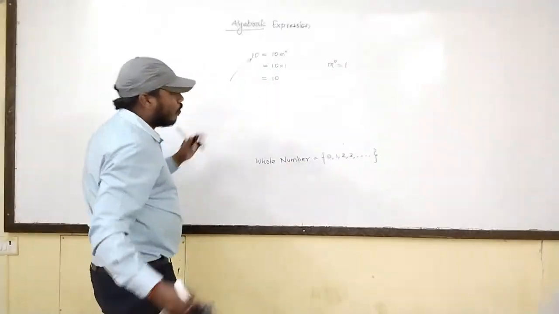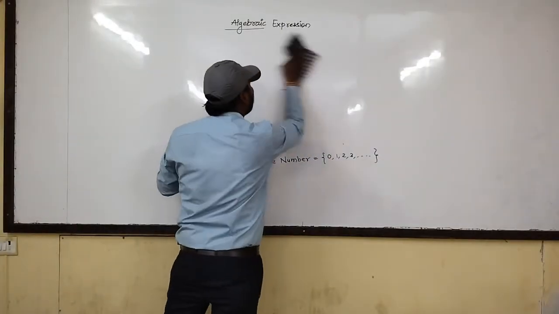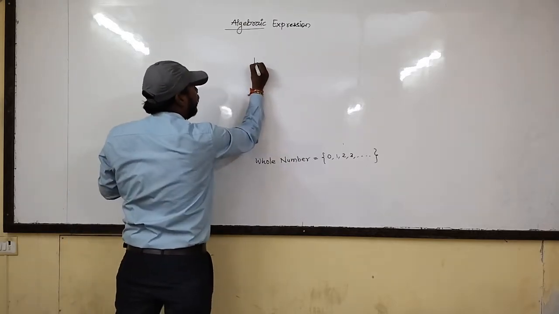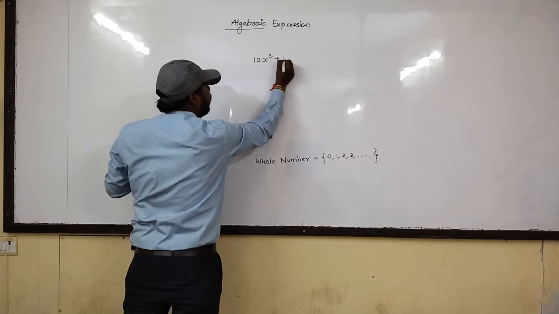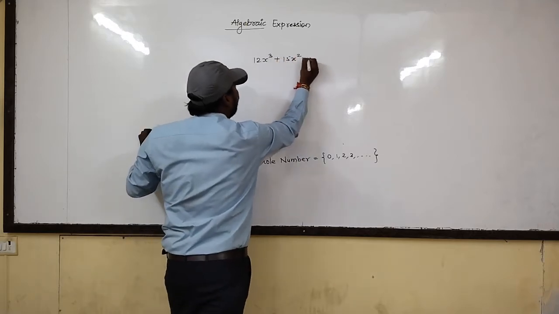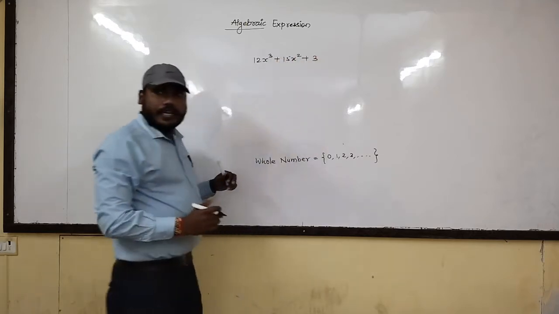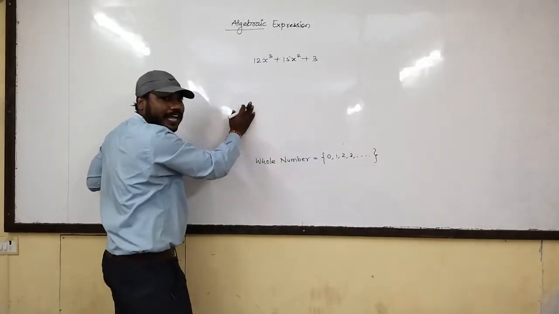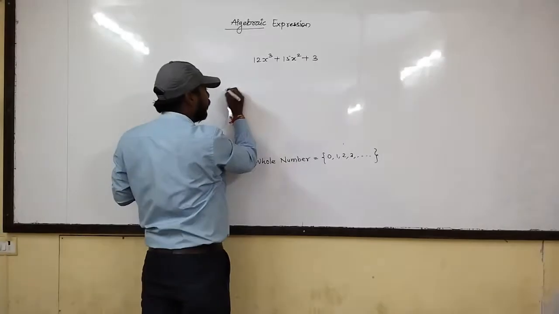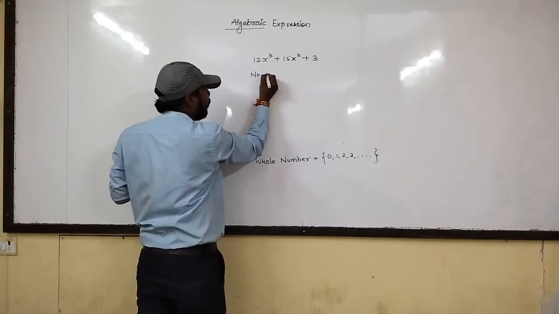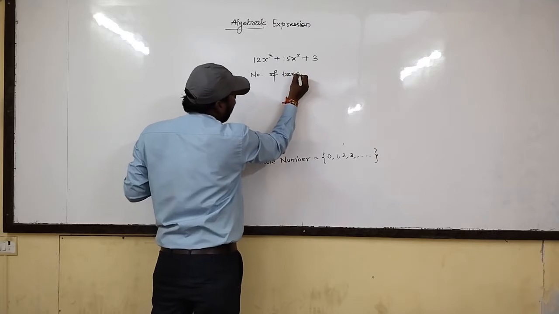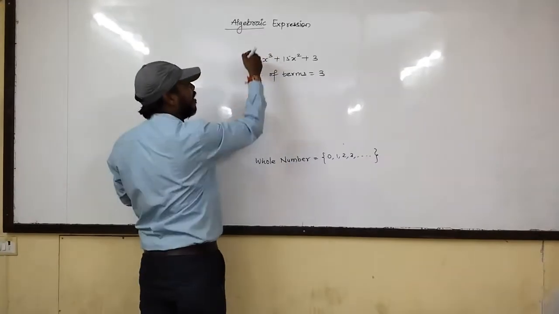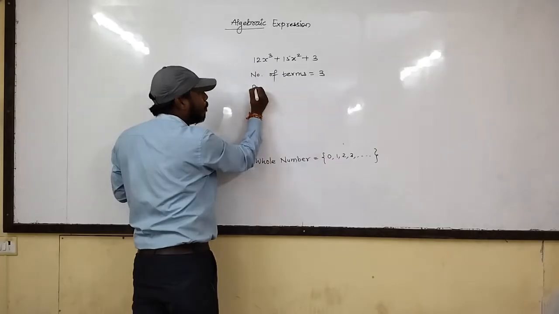Is it clear? Now, next to that, I am talking about the whole number as the power of the variable. Let's say I have written 12x raised to 3 plus 15x raised to 2 plus 3. If we talk about the terms, how many terms do we have? 3 terms. So the number of terms is equal to 3. When we talk about the highest power of the variable, it is 3, the maximum power.